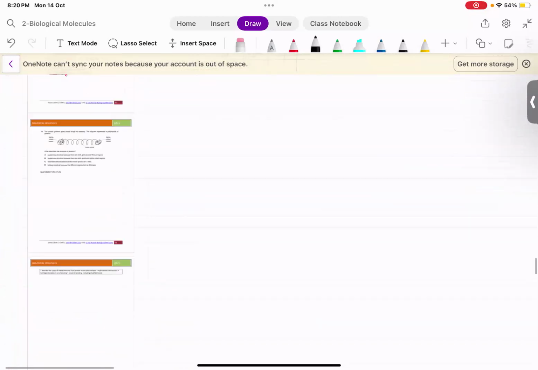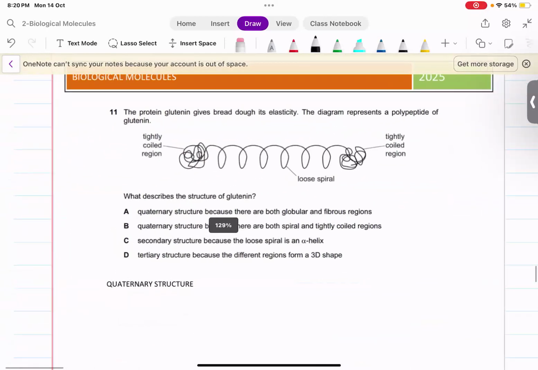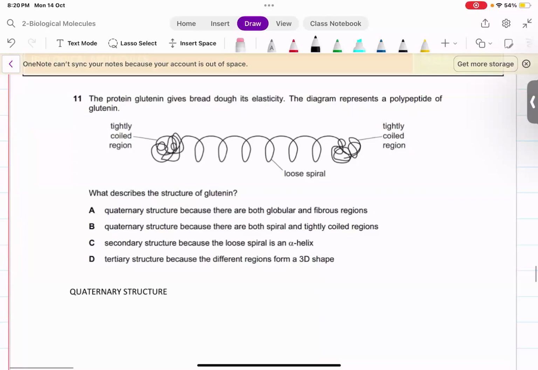Before we move ahead, let's see this question. This is an important question, and by understanding this question, we will be able to identify the different levels of protein structure. The protein glutenin gives bread dough its elasticity. The diagram represents a polypeptide of glutenin. So this is a single polypeptide. When this is a single polypeptide, it cannot be a quaternary structure. This could be maximum the tertiary structure. What describes the structure of glutenin? A, quaternary structure, it could not be a quaternary structure.